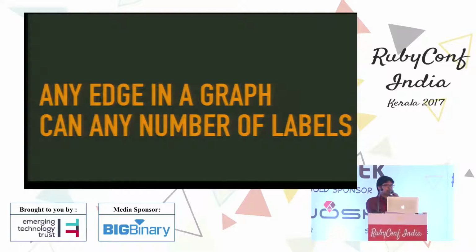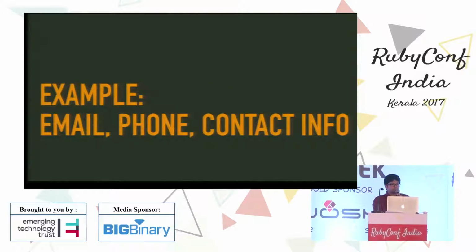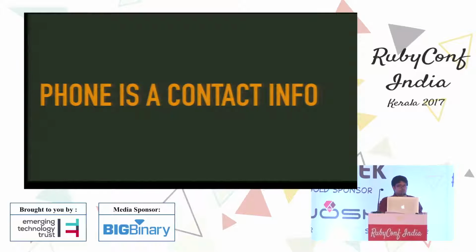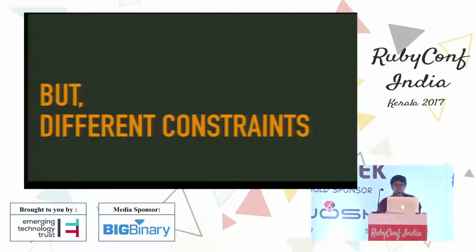But how does that really help us in our data or our app? Well, let's equate a label to a class. Like for example, email, phone, and contact info, right? They're all a part of the same data. So email is a contact info, or phone is a contact info. So we have some shared behavior, right? If I want to look up a person, I could look them up by phone, or I could look them up by email.